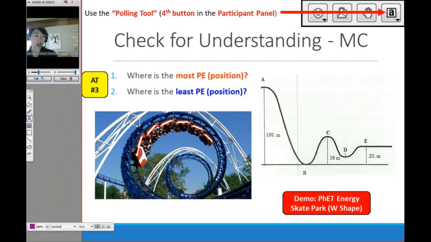What should we be thinking of? Yes, we want to think of height. So take a look here and tell me, where does this roller coaster have the most height? That should be where the most potential energy is. Use your polling tools. Think to yourself, where is there the most height? That's also where there's going to be the most potential energy.